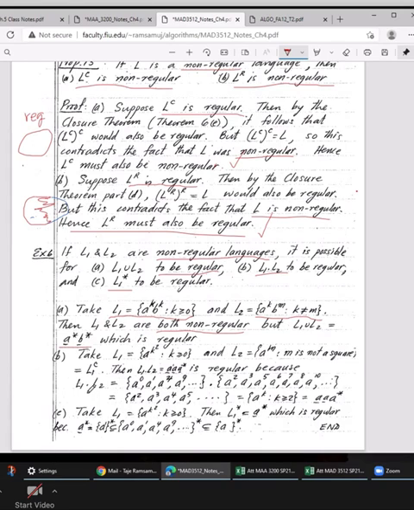You're thinking, okay, I want to see you do this, L1 concatenated with L2. So I said, take L1 to be this, and L2 to be this. L1 is the set of all strings a to the square power, and L2 is basically the complement, which is equal to L1 complement.